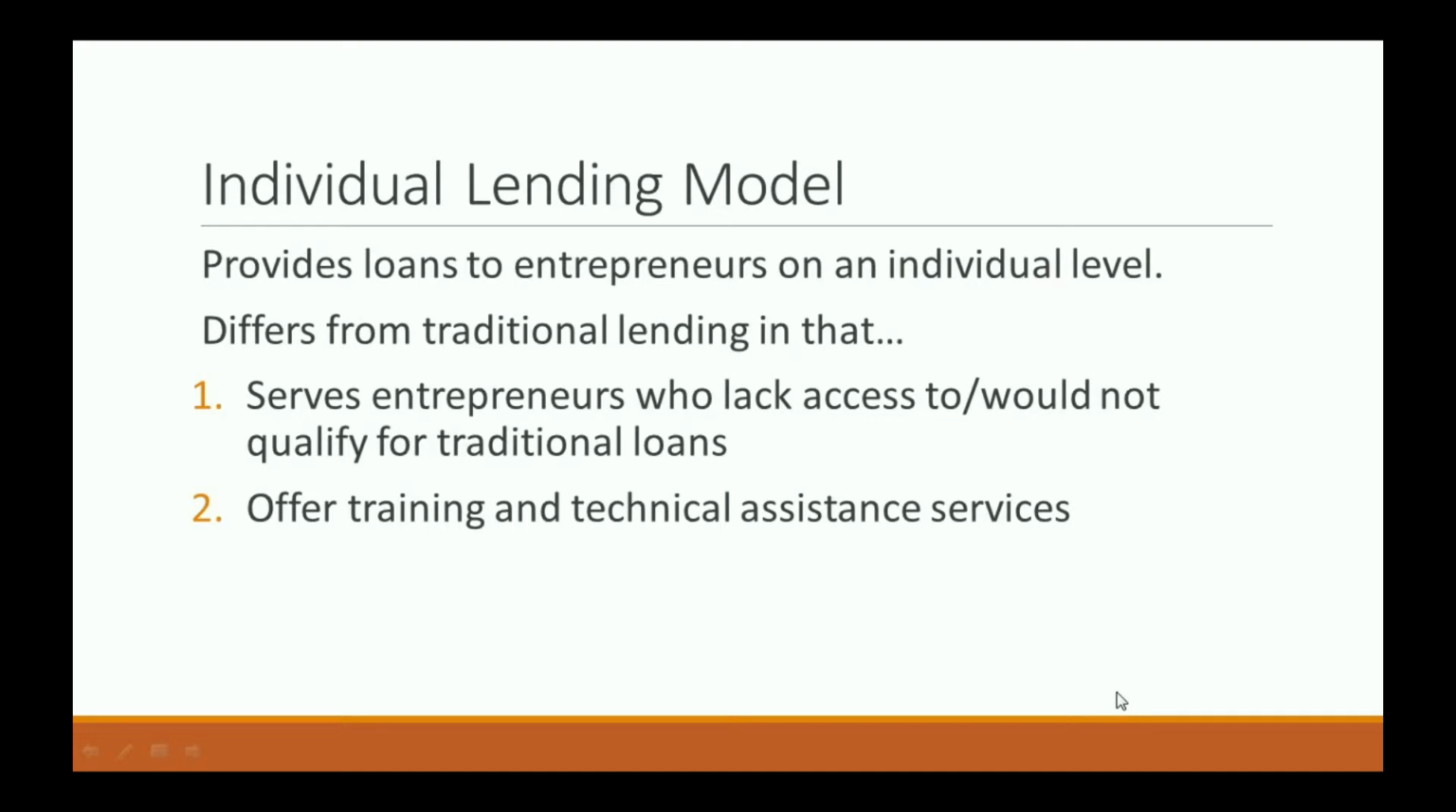We also have an individual lending model. In the individual lending model, loans are provided to entrepreneurs on an individual level, and it differs from traditional lending in that it serves entrepreneurs who lack access or would not qualify for traditional loans. There are less stringent credit standards, it accepts more forms of collateral, and gives more weight to non-financial aspects of the business. It also differs in that it offers training and technical assistance services. So the loan amounts here are greater, and they have longer terms than those made by peer group lending programs.